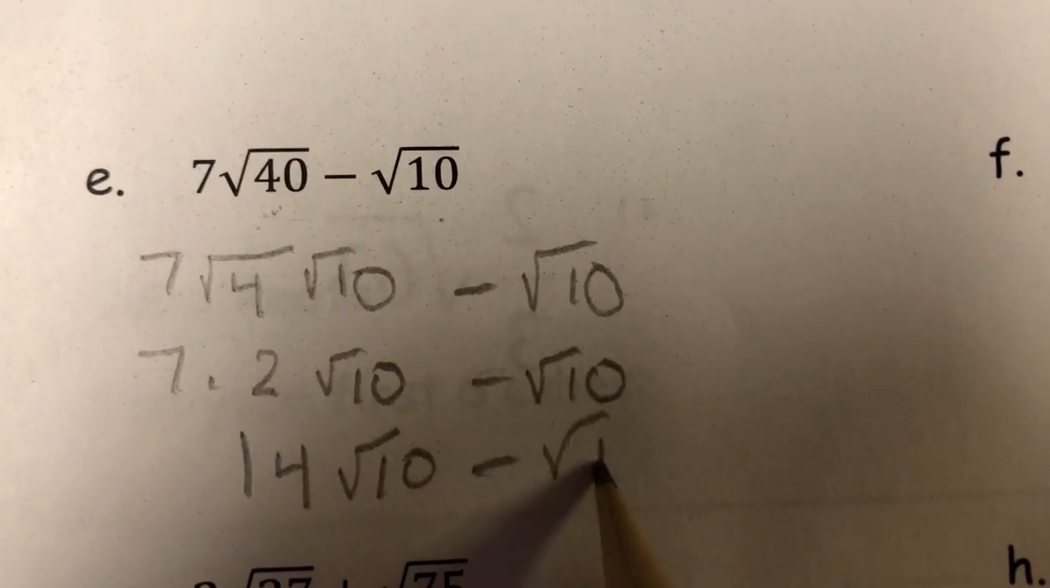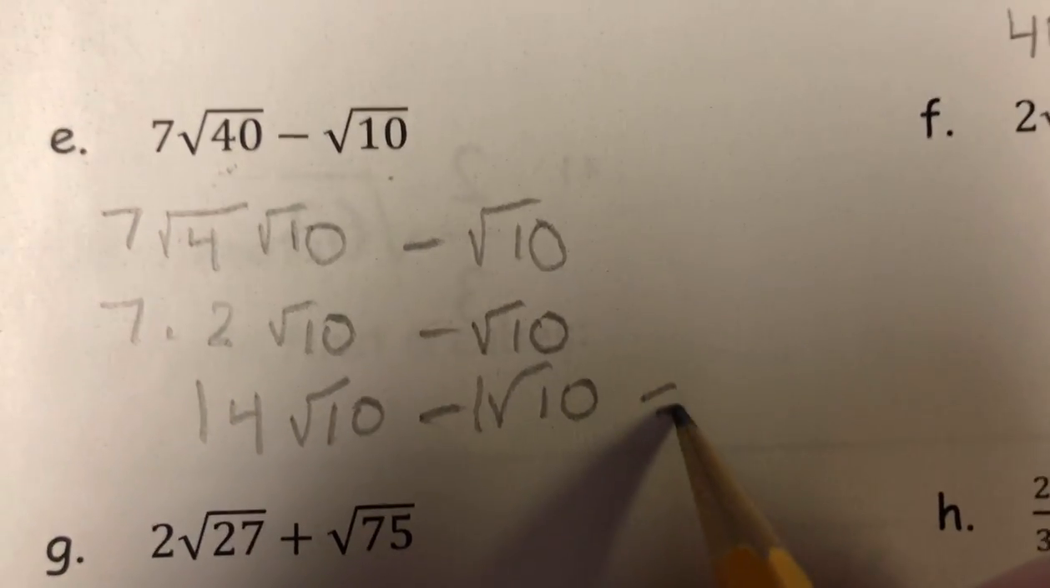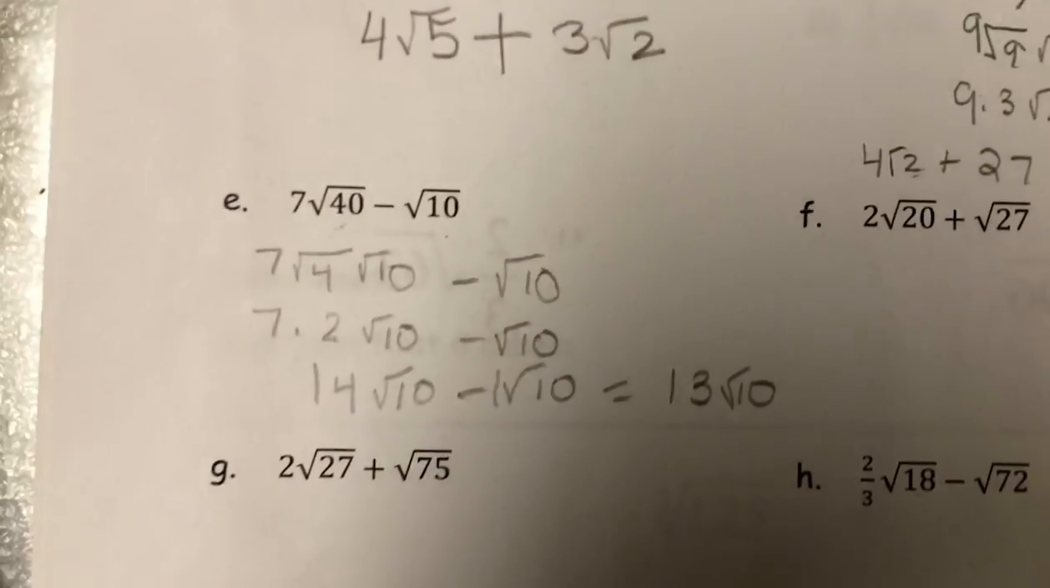And we're going to take one of them away. So if you want to write an invisible 1 here, by all means, please do. But we're going to eventually have only 13 square roots of 10. And that's our final answer.